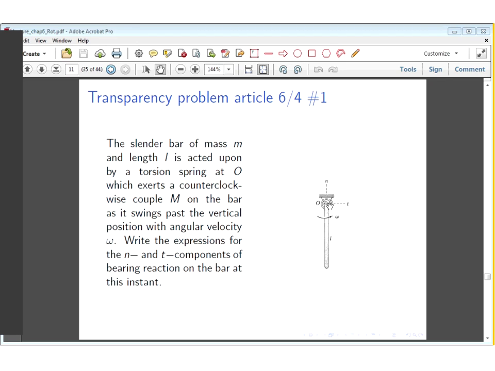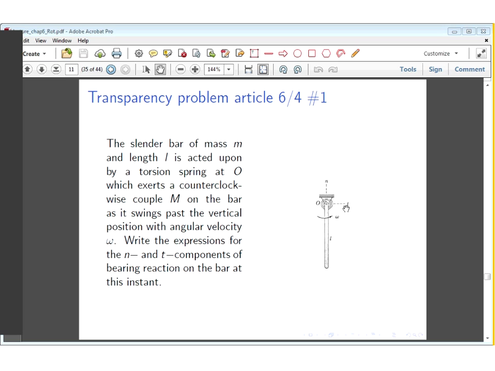It's hinged at O. It's hanging sort of in the vertical plane. And there's the torsional spring. So the torsional spring applies a couple m. That is not indicated, but we can think of m as a couple working on the bar as it swings past this vertical position at an angular velocity omega. The omega is indicated and its direction is indicated.